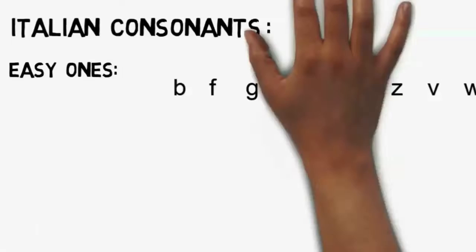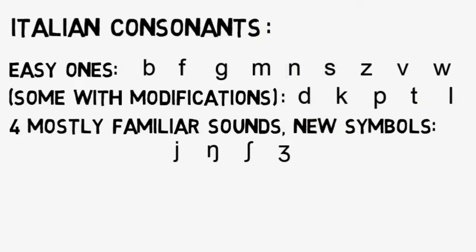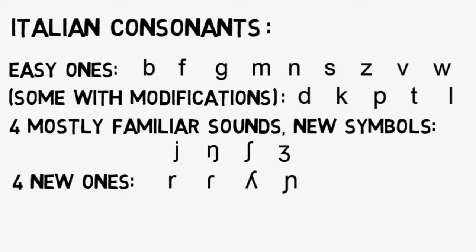Now, let's proceed to the Italian consonants and vowels. Italian has 22 consonants. And if you speak English, 14 of these are relatively familiar sounds and familiar symbols. 4 will be relatively familiar sounds with unfamiliar symbols, and 4 more will really be new for you. We'll be starting with 9 really straightforward sounds and symbols.